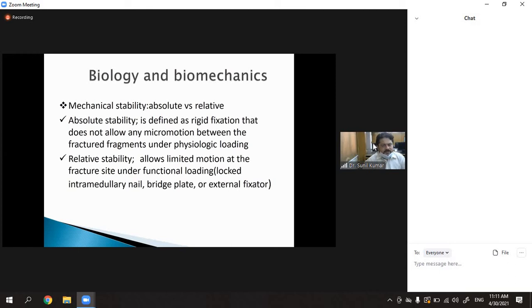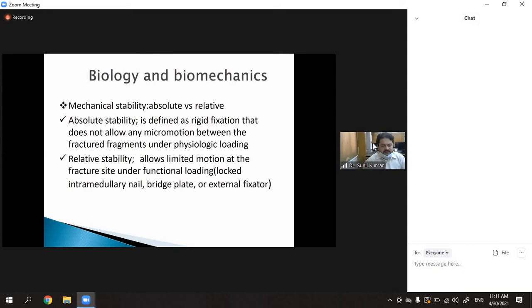So in absolute stability, the principle is that it's defined as a rigid fixation that does not allow any micromotion between the fracture fragments under physiologic loading. The fixation which achieves this principle, that there is no micromotion between the fracture fragments under physiologic loading, will be absolute stability. In contrast, relative stability allows limited motion at the fracture site under functional loading.